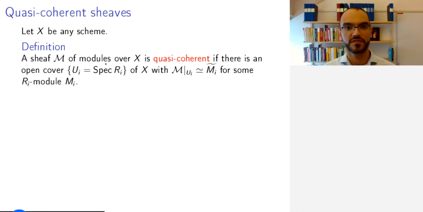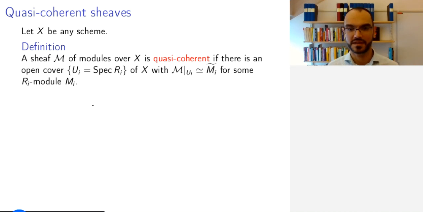Namely, a sheaf of modules over X is called quasi-coherent if there is an open cover of X, so that the restriction of this sheaf to any affine open set, so you have this affine open cover, and you require the restriction to any affine open set to be the sheaf associated to some module over the ring Ri.